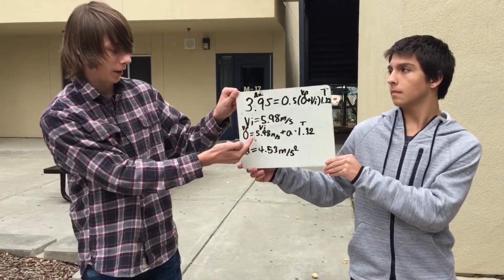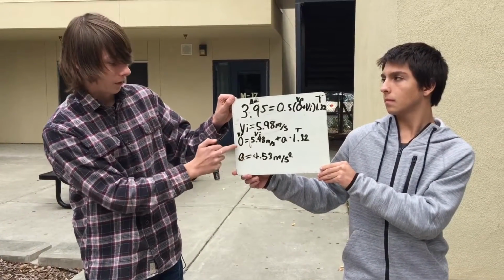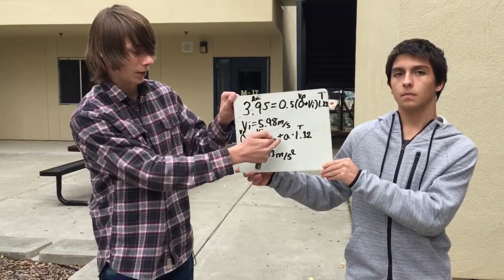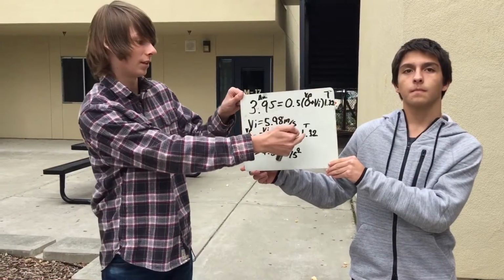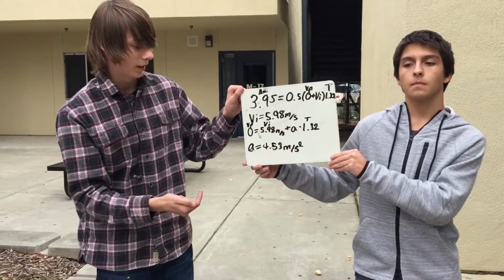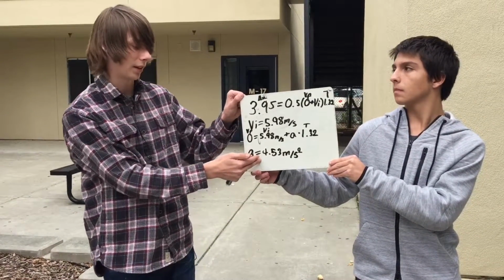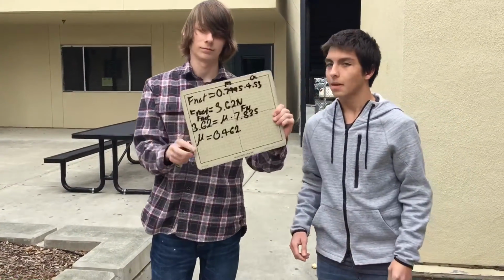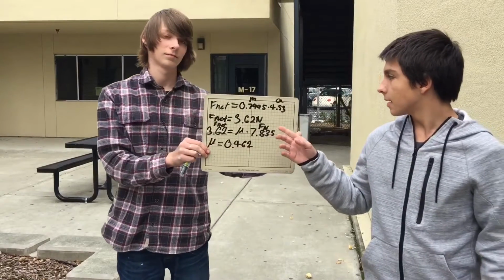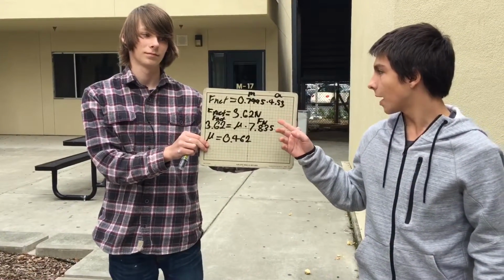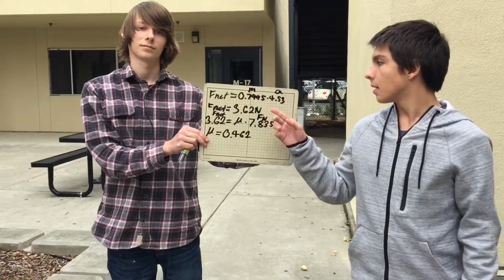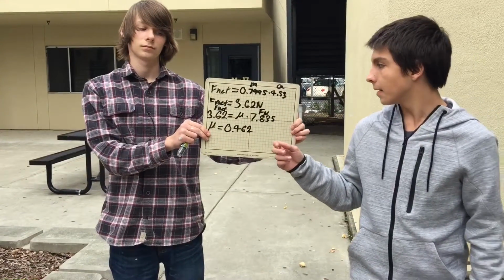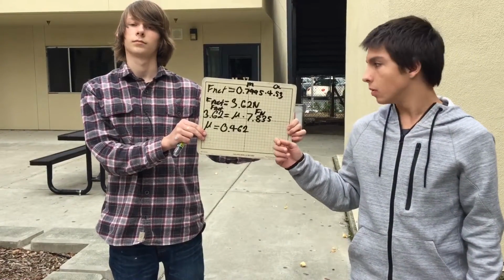We took the VI and added it to this formula where our VF was still 0 equals VI of 5.98 plus the acceleration times t for time, and that gave us the acceleration as 4.53. To find F net, we did mass times acceleration, which is 0.7995 times 4.53, and got an F net of 3.62 newtons.